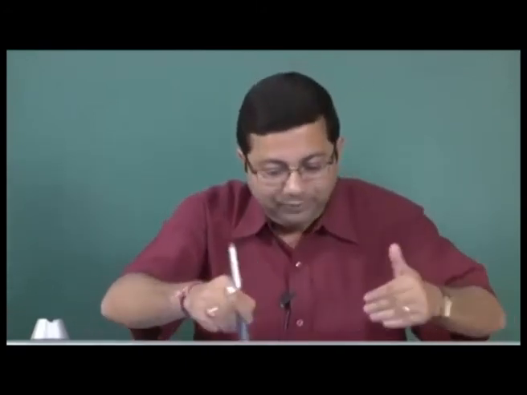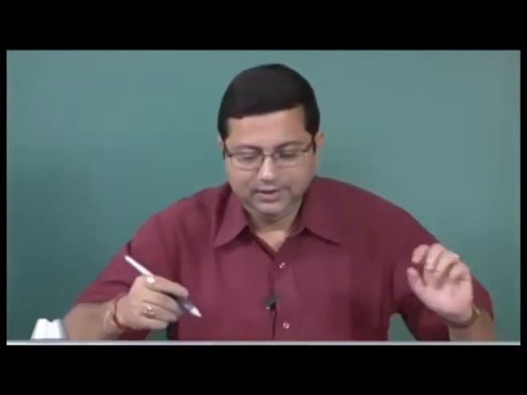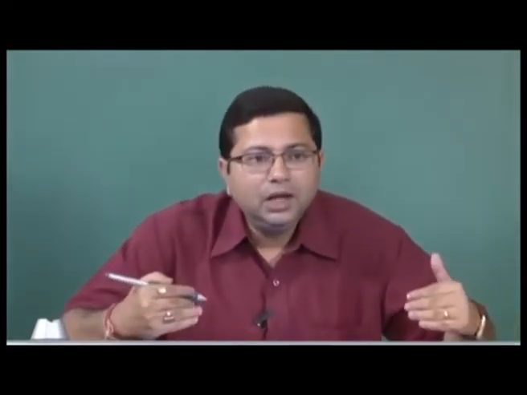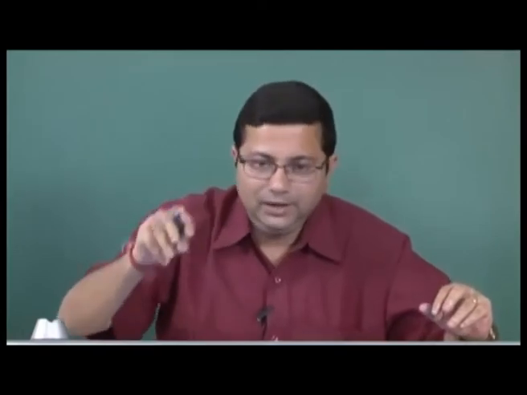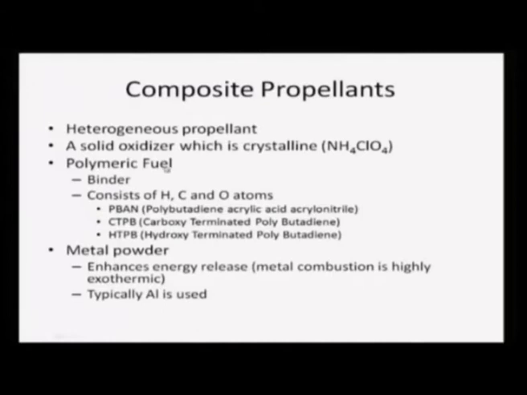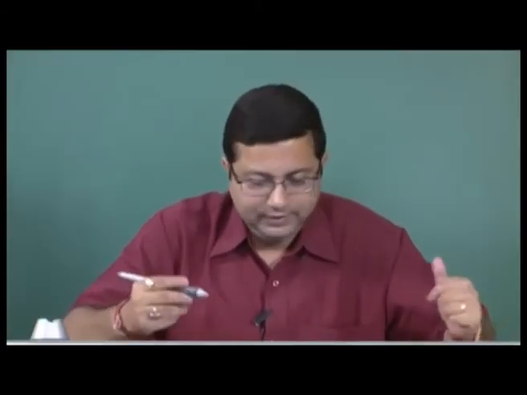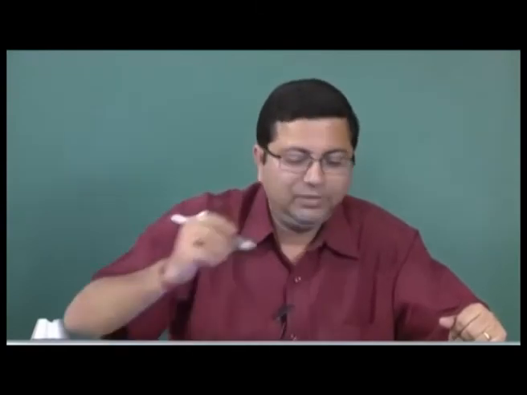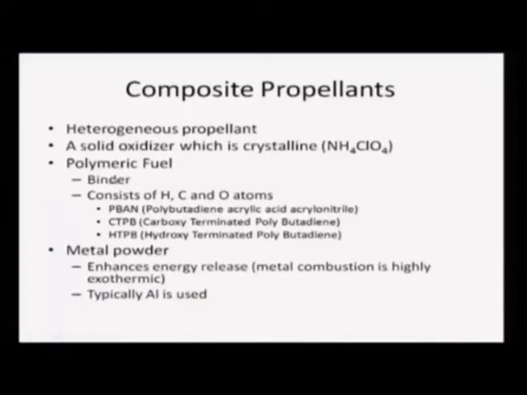So, therefore, in the presence of the ammonium perchlorate, the combustion process will be fuel lean, because they are adding more oxidizer. So, in the vicinity of those particles, we have a fuel lean combustion going on. Then typically polymeric fuels are used for this type of application. Composite propellants require a binder. It consists of some hydrogen, carbon and oxygen atoms.